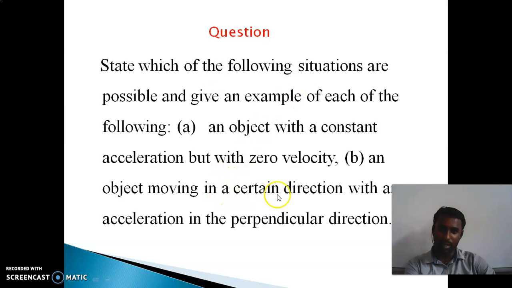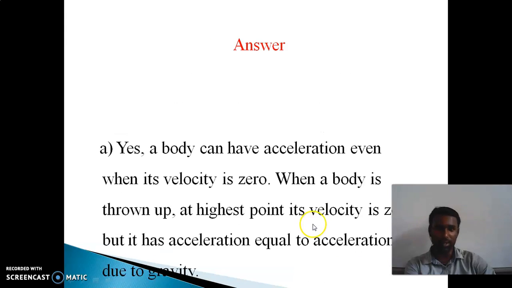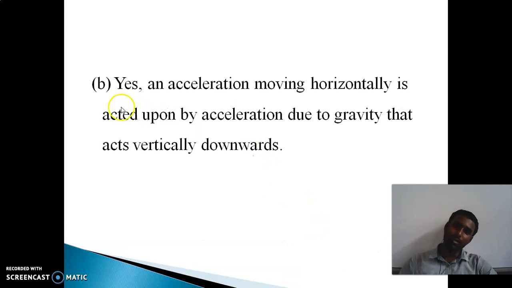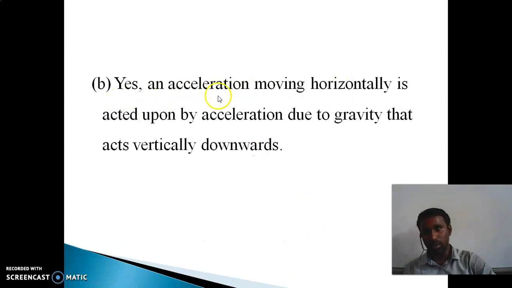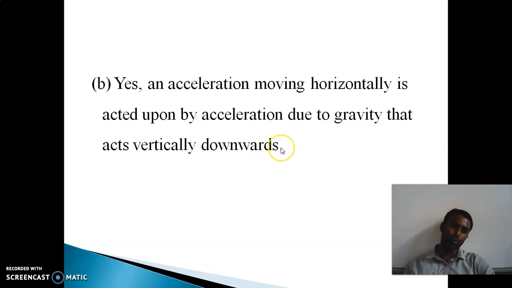An object moving in a certain direction with an acceleration in the perpendicular direction. For this question, an object is moving horizontally, acted upon by the acceleration due to gravity that acts vertically downwards. Look at it as an object moving horizontally that is acted upon by acceleration due to gravity, which acts vertically downwards.